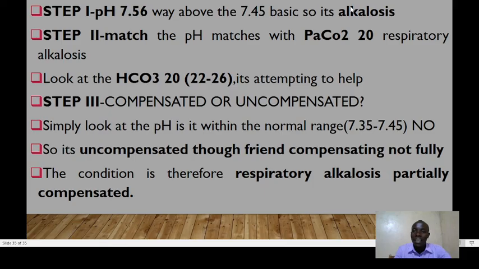So guys, we have to say, is it compensated? Look at our pH, it is outside the normal range. What about the bicarb? It is 20 and the normal range is 22 to 26. So it means this is attempting to help. So we can't say it's uncompensated. It's compensated. What we want to know in this case is, is it fully compensated or partially compensated? Because the pH is outside the normal range, we are going to say that this is respiratory alkalosis partially compensated. Not fully, partially compensated.